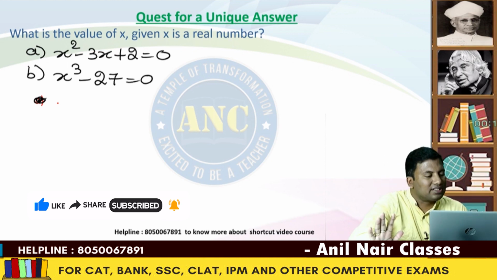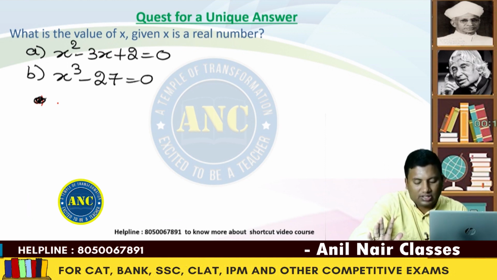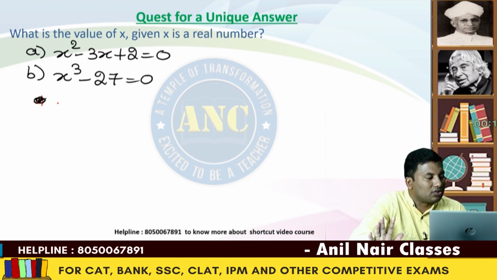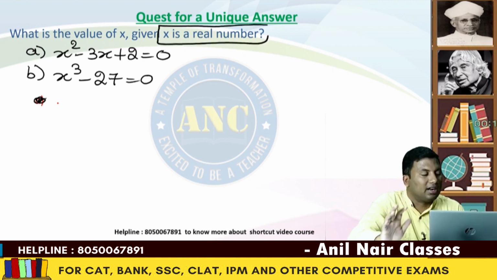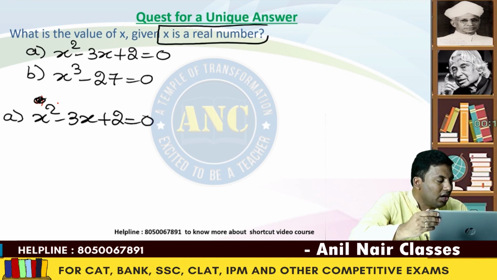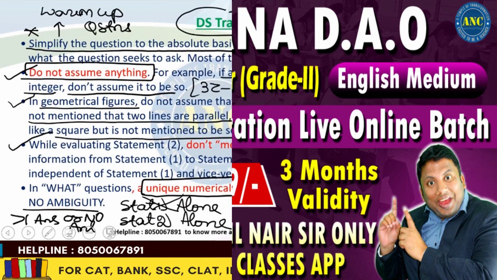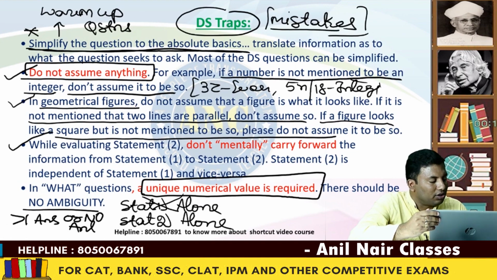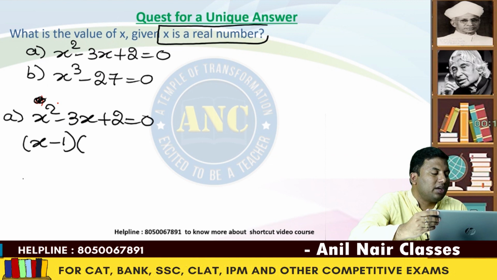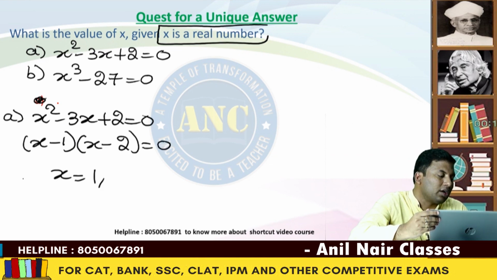What is the value of x, given x is a real number? The statements are x square minus 3x plus 2 equivalent to 0, and x cube minus 27 equivalent to 0. Even if this statement is not given, by default x is a real number. Now, statement 1: x square minus 3x plus 2 equivalent to 0. I told you that I will simplify the question to the absolute basics. I am going to do that. This is nothing but x minus 1 into x minus 2 equivalent to 0, so x equivalent to 1, 2.